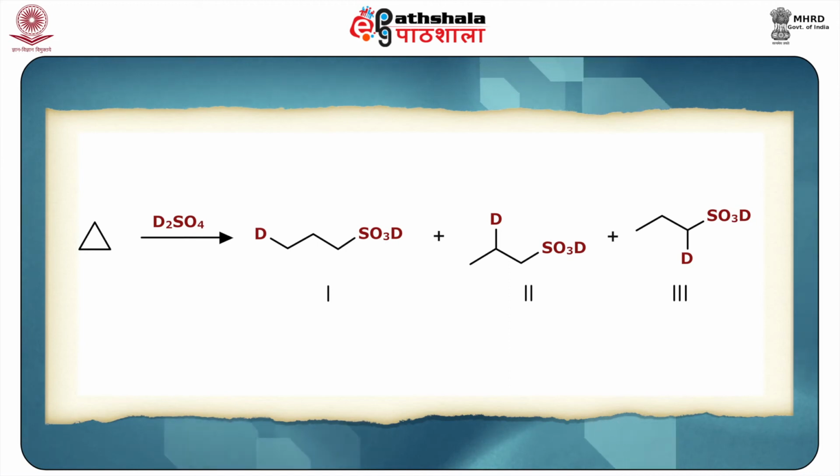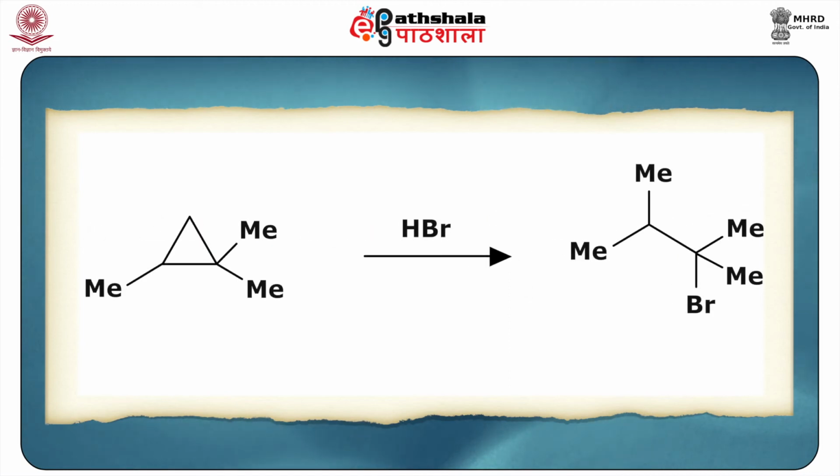Another point to keep in mind is that electrophilic addition in substituted cyclopropanes generally follows Markovnikov's rule, wherein hydrogen adds to the carbon which already has more hydrogens. That is, as shown here, if you have a substituted cyclopropane where one carbon has one methyl group and the other carbon has two methyl substituents, and we add HBr, then out of these two carbons the hydrogen will go to this carbon and Br will go to this particular carbon, and thereby you will get this particular product.